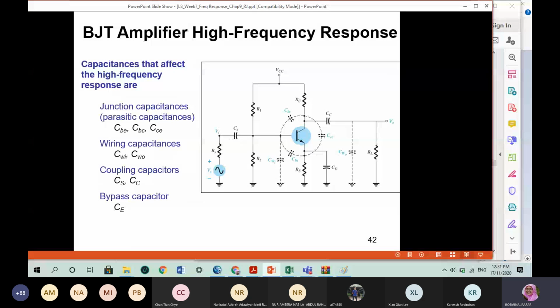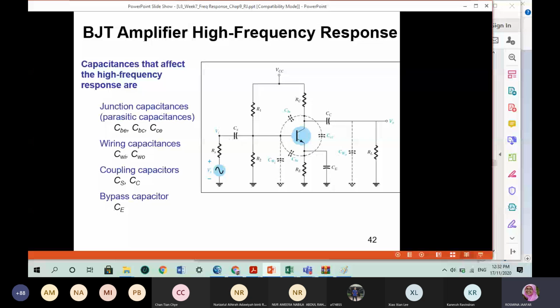For BJT amplifier high frequency response, we have the Miller capacitance, wiring capacitance, junction capacitance, parasitic capacitance, coupling capacitance, and bypass capacitance. So many kinds of capacitors will be present when you are using a BJT transistor. So the coupling capacitors CS, CC, CE are the physical capacitors that you attach to the circuitry.